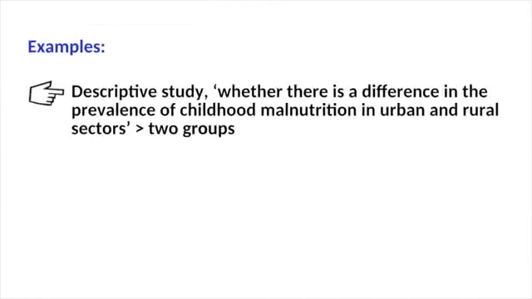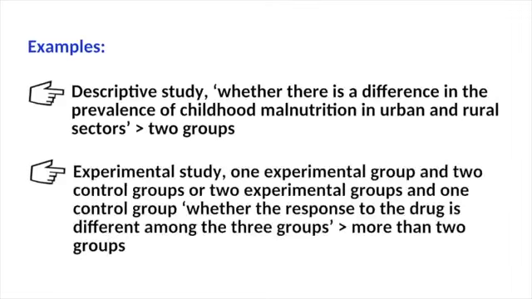For example, if in a descriptive study, the research question to be answered by statistical testing is whether there is a difference in the prevalence of childhood malnutrition in urban and rural sectors, it indicates that two groups are being tested. If an experimental study involves three groups, such as one experimental group and two control groups, or two experimental groups and one control group, and if the research question was whether the response to the drug is different among the three groups, it indicates that more than two groups are being tested.